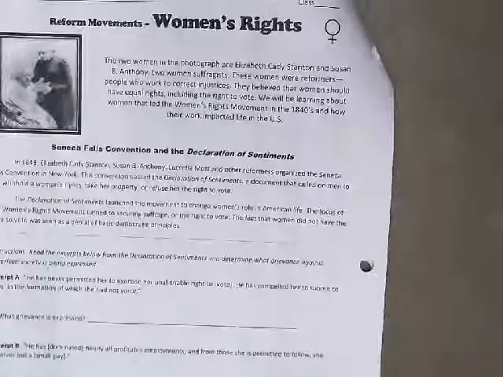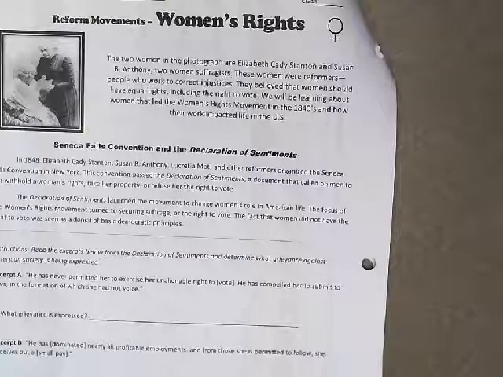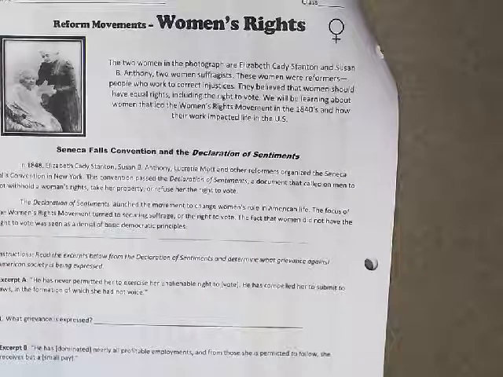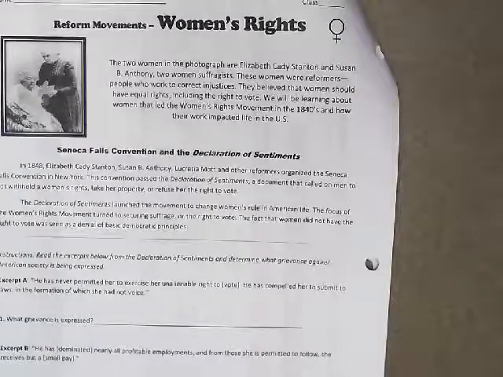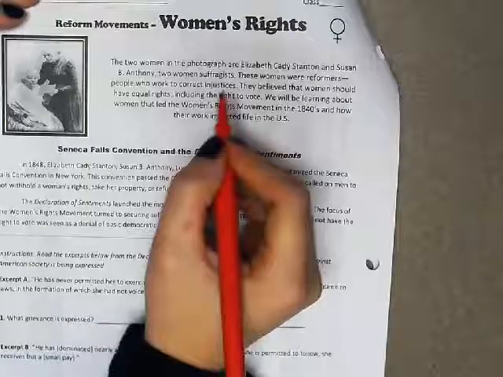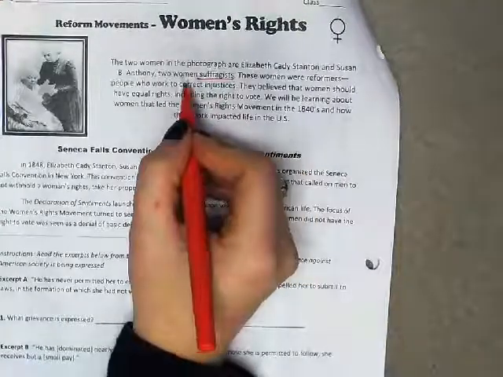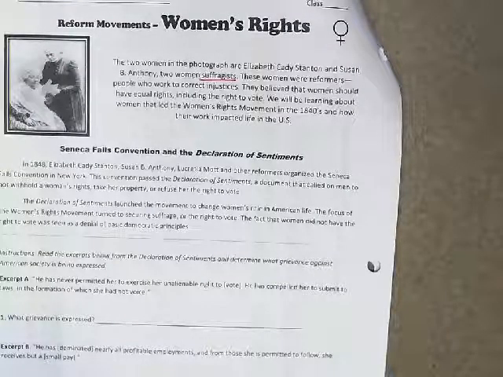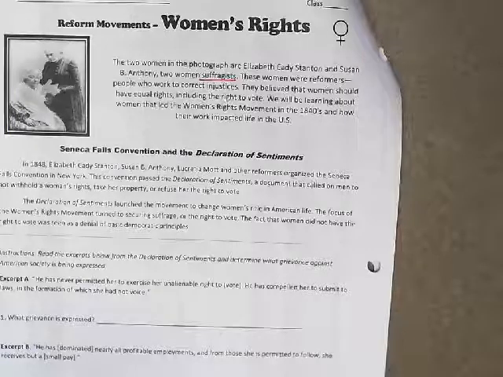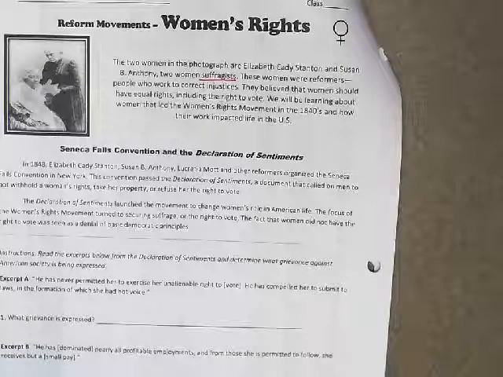Okay, so women's rights reform. Who are leaders? I'm going to read this first paragraph to you, and then we're simply going to circle who are the leaders of this big movement. The two women in this photograph are Elizabeth Cady Stanton and Susan B. Anthony, two women suffragists. Remember, suffrage is the right to vote, and here we're talking about the women's right to vote. These women were reformers, people who worked to correct injustices. They believed that women have equal rights, including the right to vote. We will be learning about the women that led the women's rights movement in the 1840s and how their work impacted the U.S. So, who are our leaders? Circle it now.